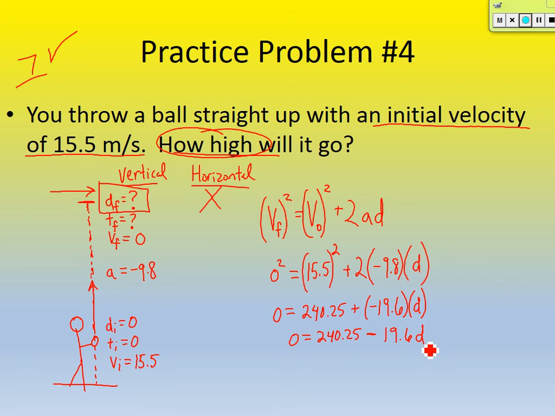Now we've got an equation, we have an unknown in it. I would like to get this term to be positive. So what I'm going to do to get this term positive, because it's got our displacement in it, is to add 19.6 d to both sides.